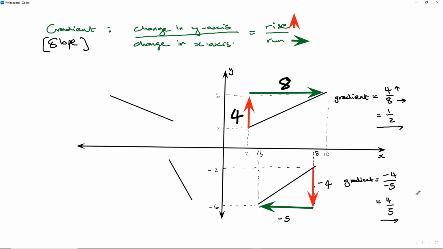If we did it the other way around, it would be 4 and 5, and it would be plus. What we're saying is that starting from either point, when we go right, it's plus. When we go up, it's plus. When we go left, it's minus. When we go down, it's minus.